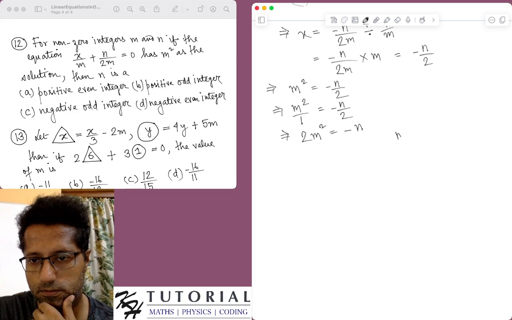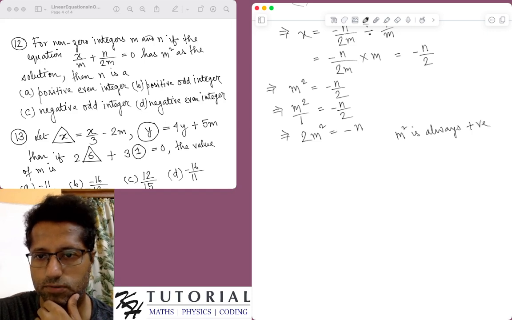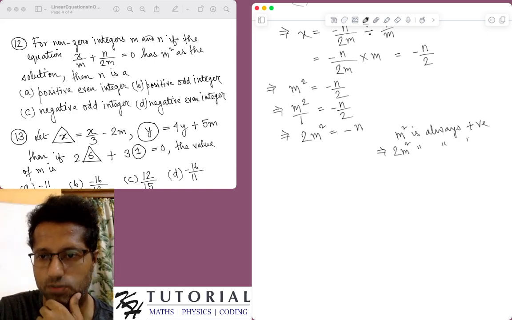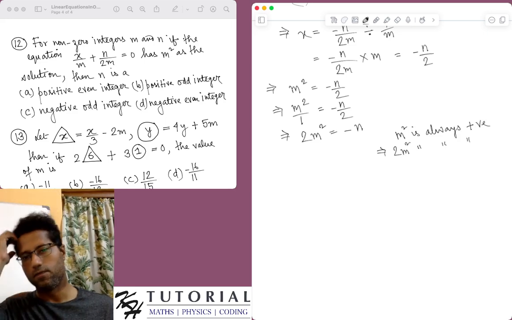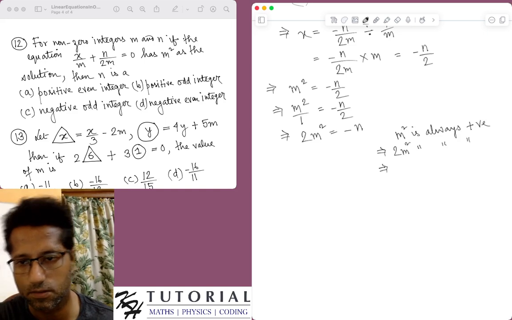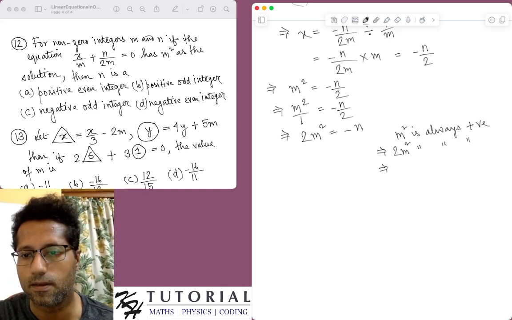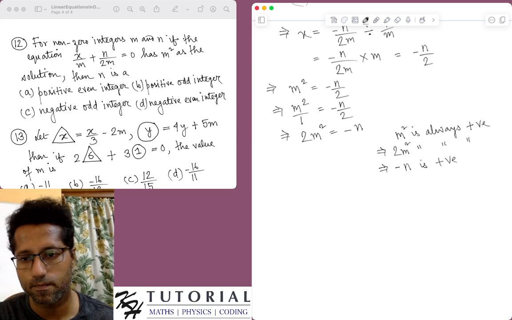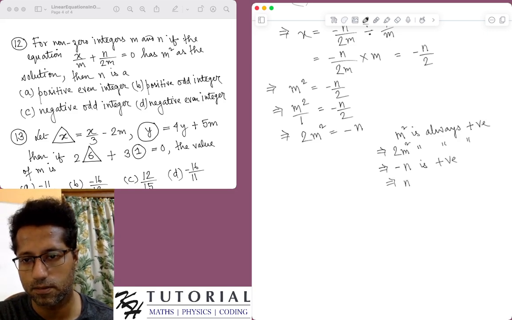M square is always positive. This implies 2m square is always positive. Now we know that 2m square is minus n. This implies minus n is positive. Now minus n can only be positive if n is negative.